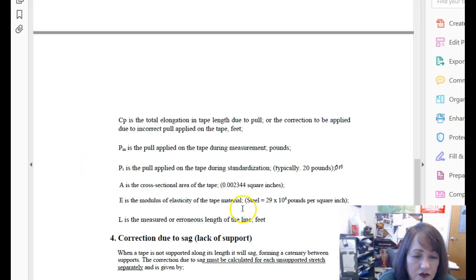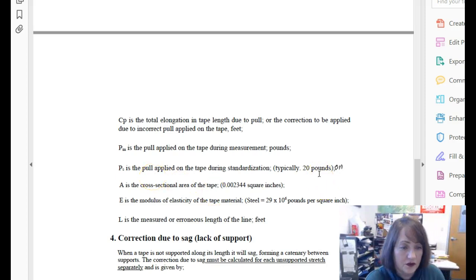But for now, we'll just give you a value, which tells you that the modulus of elasticity for steel is 29 times 10 to the 6 pounds per square inch. A is the cross-sectional area of the tape, which is also given to you. That's the length times the width of the tape, so it's very, very small. And then PS is the standardized pull. Unless you know differently, you would use 20 pounds.